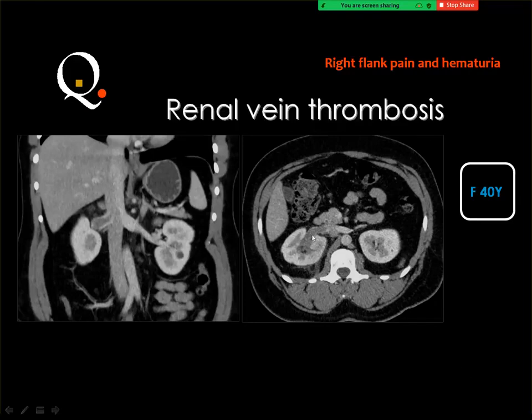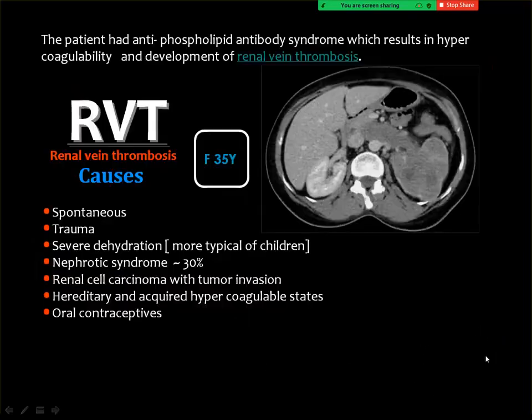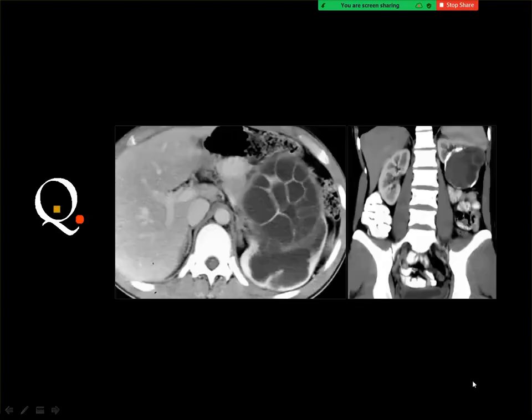Of course, renal vein thrombosis can occur without the presence of any malignancies, like in females on contraceptive pills, and with dehydration and all the causes of venous thrombosis. The causes are: spontaneous, secondary to trauma, severe dehydration, nephrotic syndrome, renal cell carcinoma with tumor thrombus, hereditary and acquired hypercoagulable states, and oral contraceptive pills.